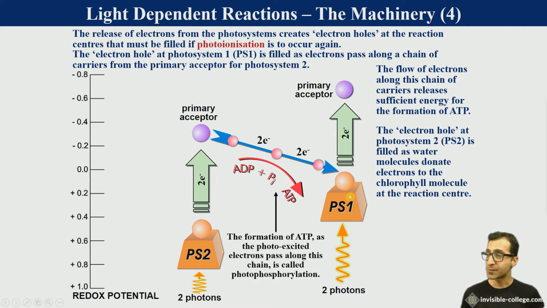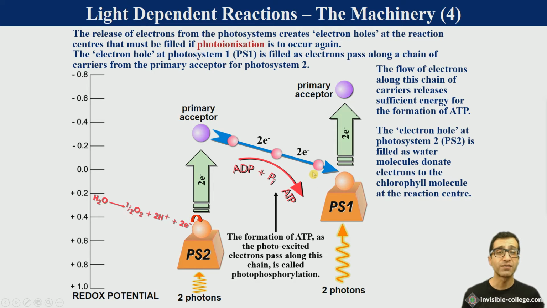So we've explained what happens to fill the electron hole at photosystem 1, but of course we still have this electron hole left in the reaction center in photosystem 2. Now this is filled because ultimately water molecules will donate electrons to the chlorophyll molecule at the reaction center. Now again, we start with a water molecule at this relative energy level, or redox potential, and the splitting of water to form oxygen and hydrogen ions is ultimately accompanied by the release of 2 electrons, and these 2 electrons are then used to fill that hole in the reaction center in photosystem 2.